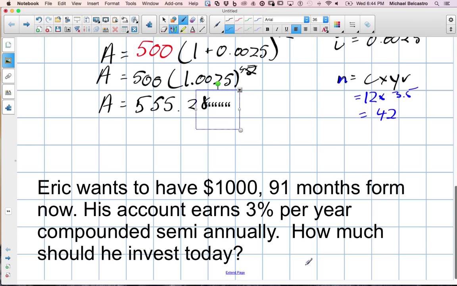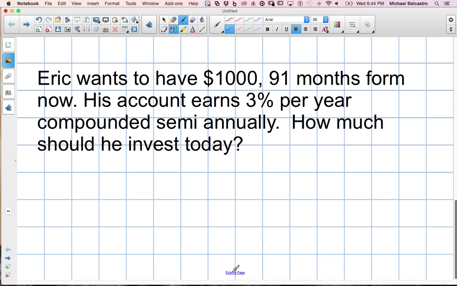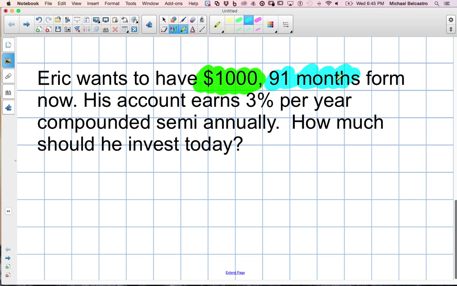This is a present value question. I'm going to show you how you can use the exact same formula to do it. Same concept. Eric wants to have $1,000 in 91 months, so that's important. His account still earns that 3% per year. This time it's compounded semi-annually, so not as quickly. The faster something compounds, the more money you will earn on it. How much should he invest today?